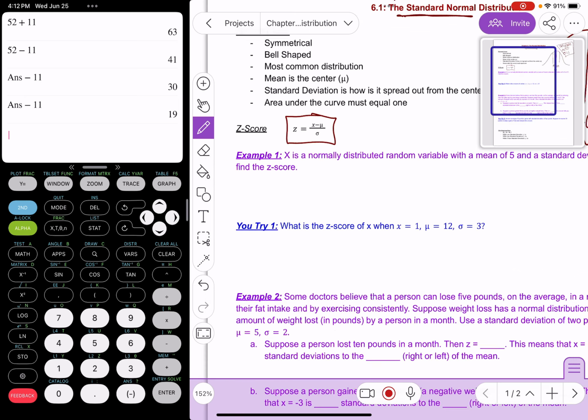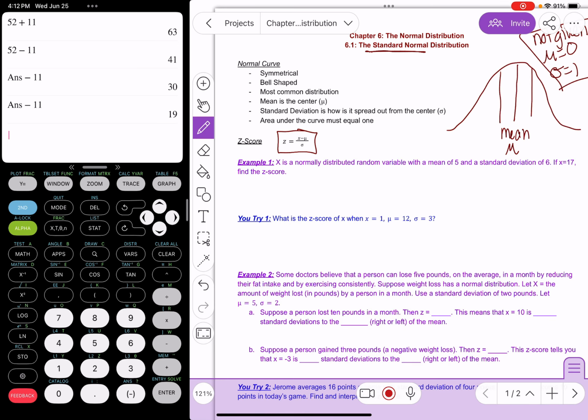If we do a quick review of what our z-score is, the z is the number of standard deviations away from the mean that we are. To find the z, you do x minus the mean over the standard deviation, and x is just the number that you're given that you're looking for. So for example 1 here, x is normally distributed. That's what tells you you're using a symmetrical curve with a mean of 5 and a standard deviation of 6. If x is 17, find the z-score.